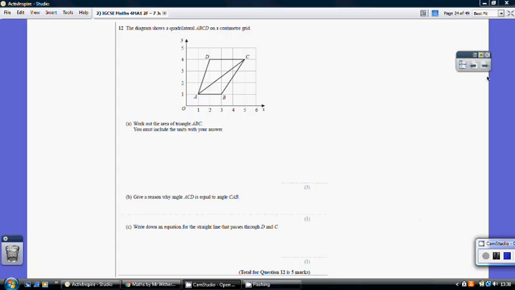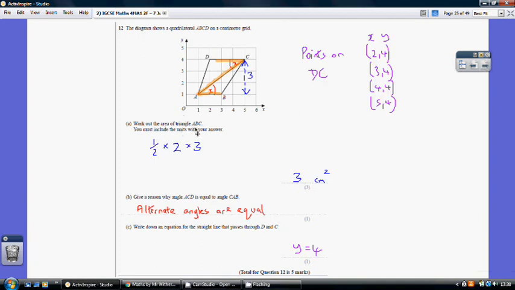Question 12. So for part A, work out the area of triangle ABC. Well, this isn't too bad if you just remember how to use half times base times height. Now half is obviously fine, the base is fine, the base is 2, but the height we need is the perpendicular height. And this is quite an unusual one because it seems a bit strange using this height here, but that is the height straight up in this triangle. So it's going to be half times 2 times the perpendicular height, which is 3, which gives us 3 centimeters squared. Remember, units for area are always squared. Area is 2-dimensional, so squared.